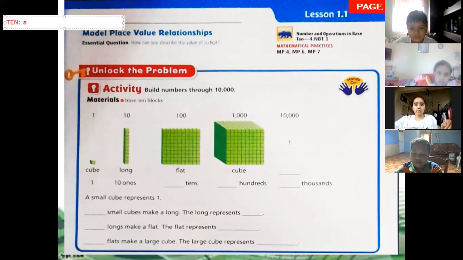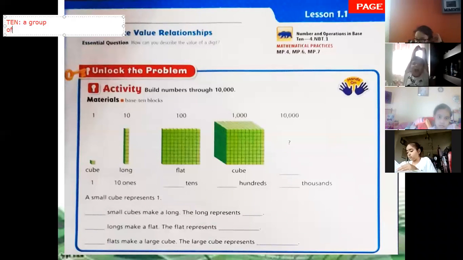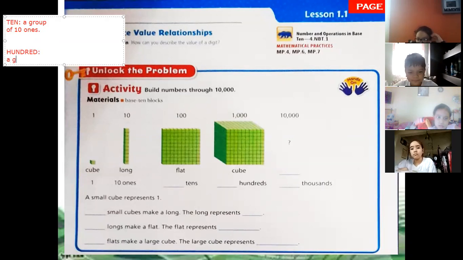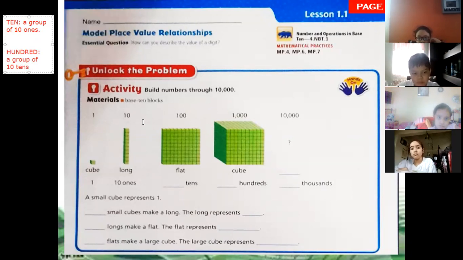10. A group of 10 ones. What about 100? 100 is a group of 10 tens. A group of 10 tens, okay?